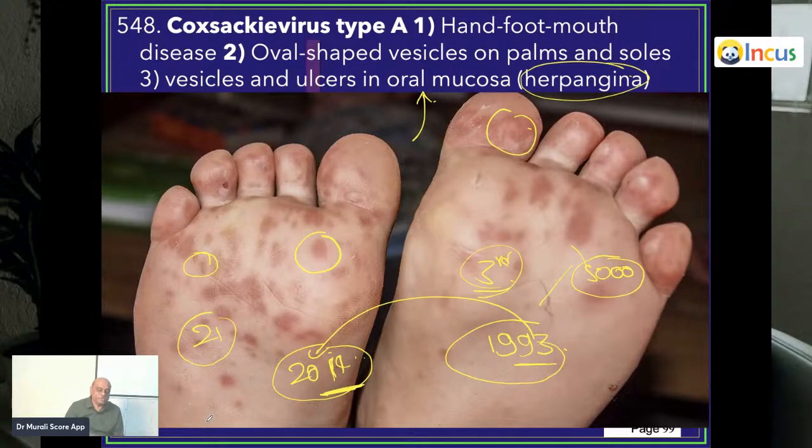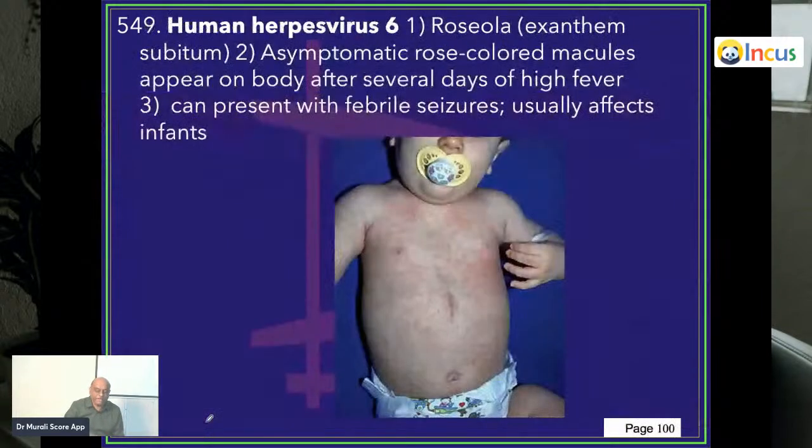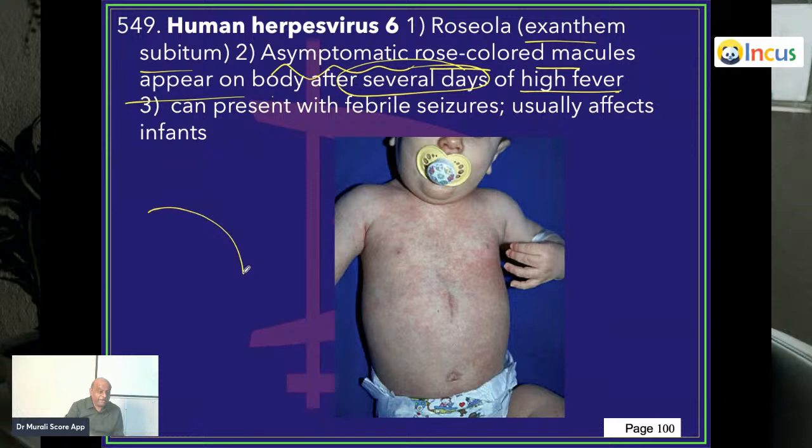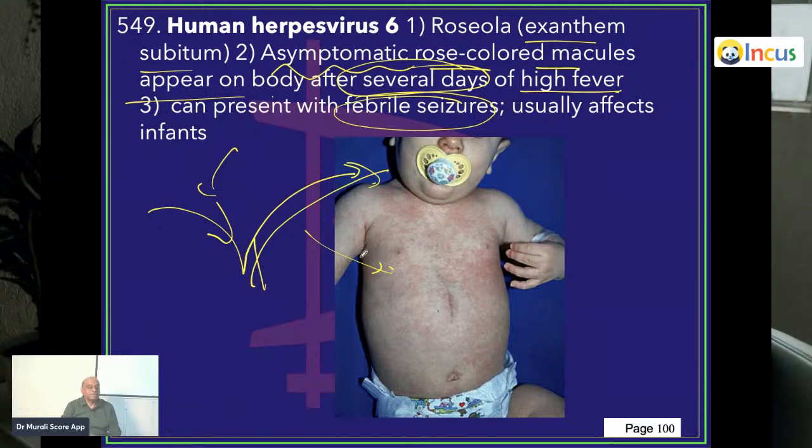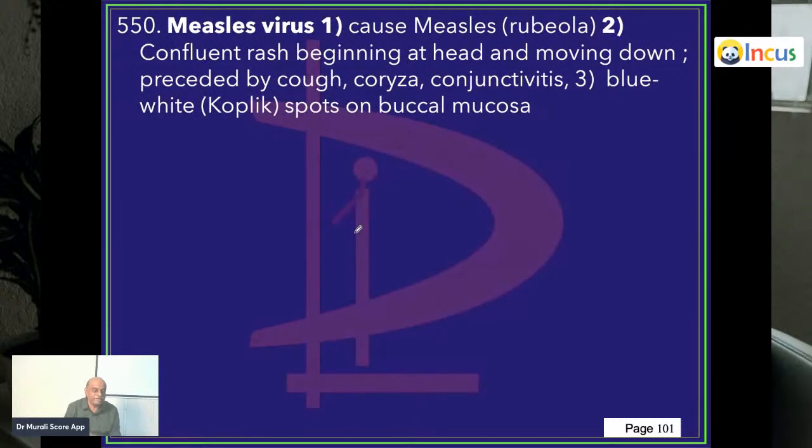Until entrance is over. So doctor, hand, foot, mouth is Coxsackie virus type A. Then human herpes virus 6, what is this called? Roseola exanthem subitum. Asymptomatic rose-colored macules appear on the body after several days of high fever. Fever ends, rose begins. Fever ends, then the rash begins. It can also present like febrile seizure and usually affects infants. So roseola exanthem subitum, human herpes virus 6, and typically fever ends, rose begins. Don't forget, favorite MCQ of the examiner.